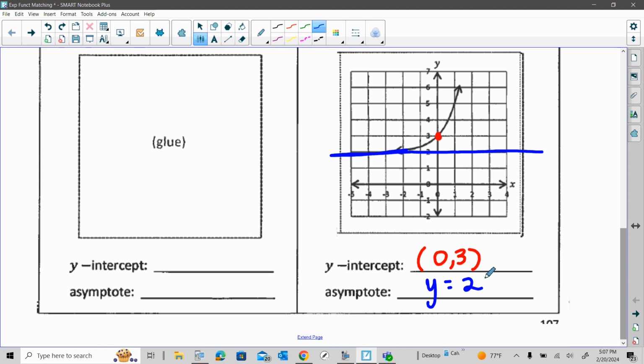All right, so please get this done. I appreciate it. And then work on your problems that correlate with this. Thanks.